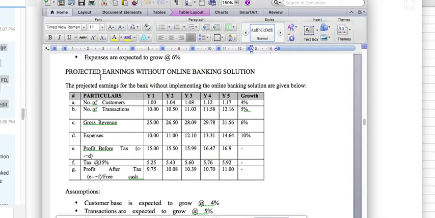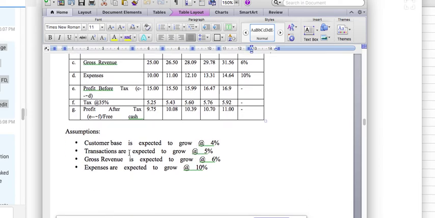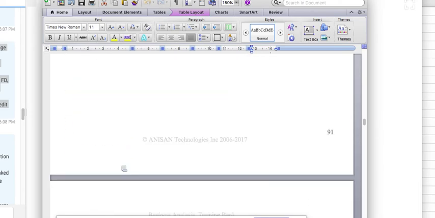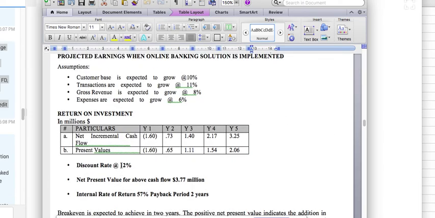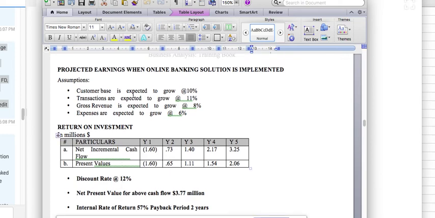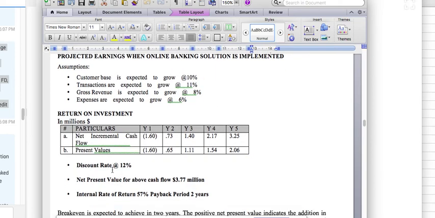Now here it is projected earning without online banking solution. Now here also when you say earning, then again it is 1, 2, 3, 4, 5, and the growth is mentioned here. Okay, but now assumptions again the same thing provided, and here with online banking it is again the projected earning. Okay, now I think that is gone somewhere, looks like. Okay, but anyway, return on investment it is mentioned, how much you have invested, and per year.